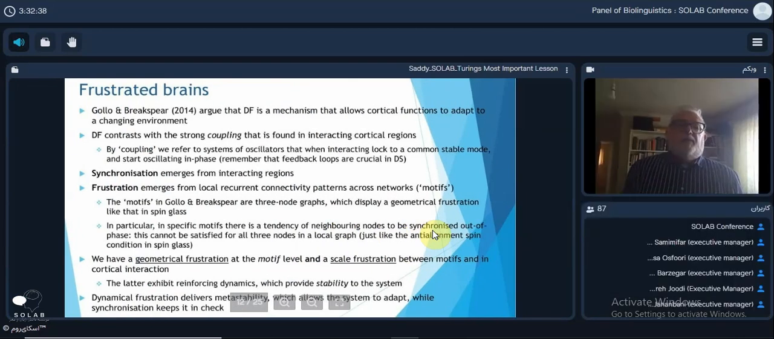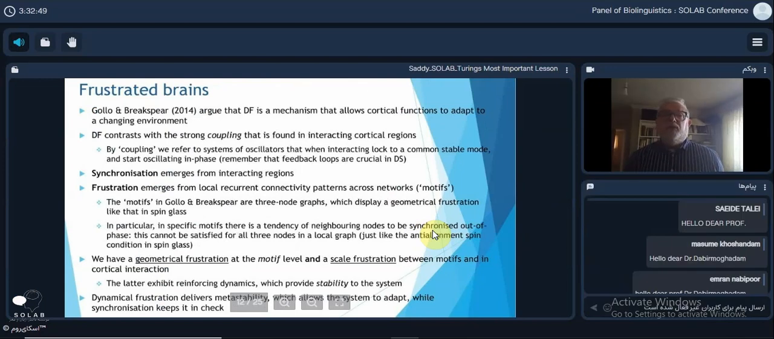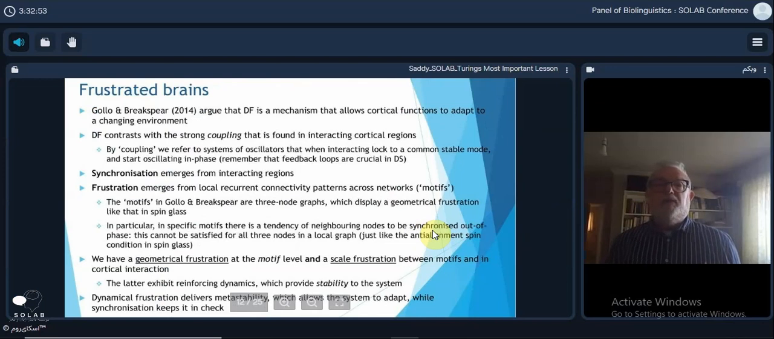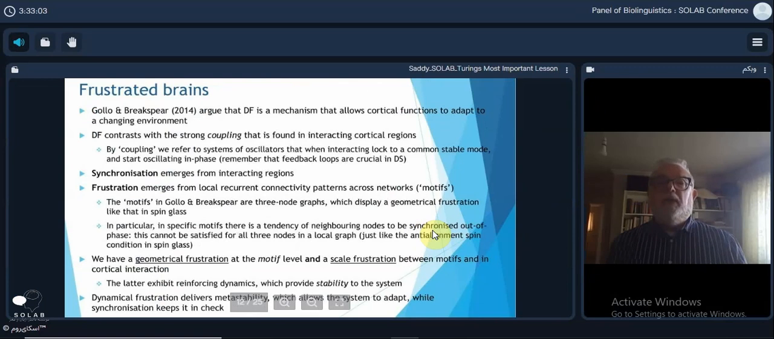Diego mentioned this paper by Gollo and Breakspear, which pointed out that this is a mechanism that allows cortical functions to adapt to a changing environment. Dynamical frustration contrasts with the strong coupling found in interacting cortical regions. So in the brain, we see both strong coupling and long-range anti-coupling. We've got synchronization emerging from interacting regions, and frustration emerges from local recurrent connectivities, patterns that move across networks, so different subnetworks in the brain. Gollo and Breakspear call these motifs.